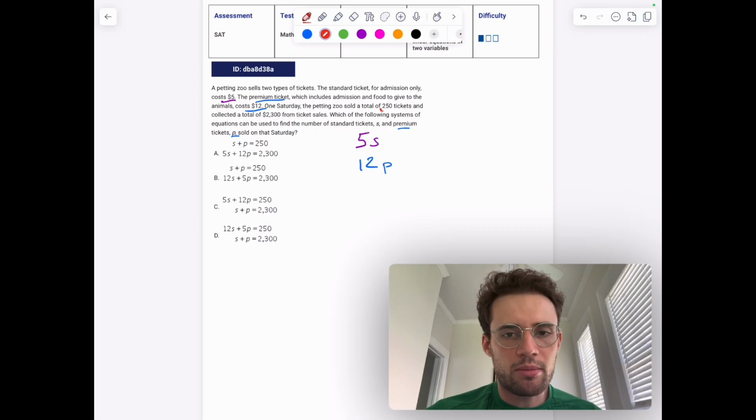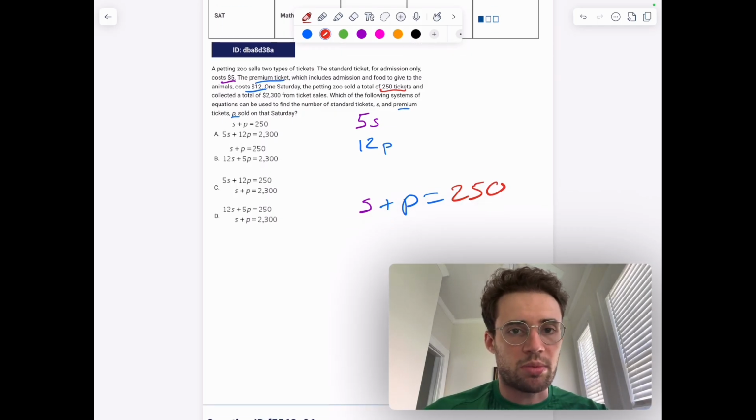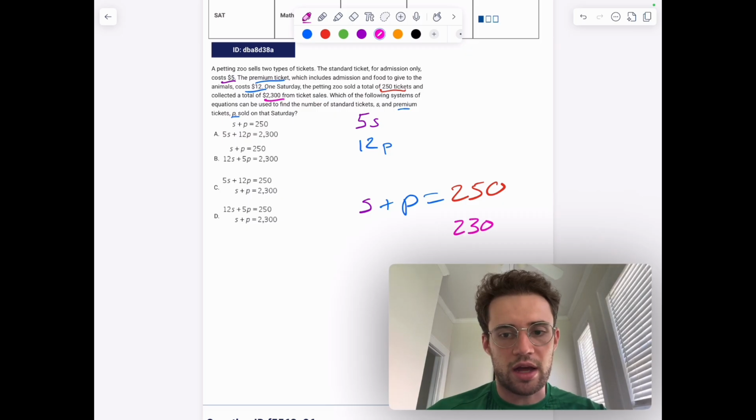All right, so we have 2 equations. One of them has to do with the number of tickets sold, which in that case, the prices don't matter. You're just adding up the number of tickets. So S is the number of standard tickets. You're adding that with P, the number of premium tickets. And again, that gives you the total number of tickets, which is 250. The other equation will use the prices. That's giving the revenue. So they made $2,300.